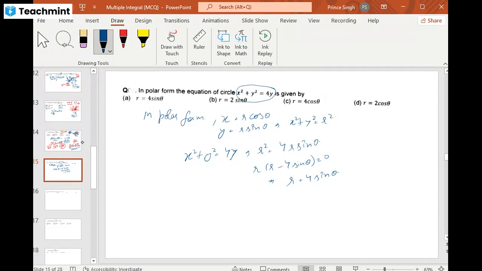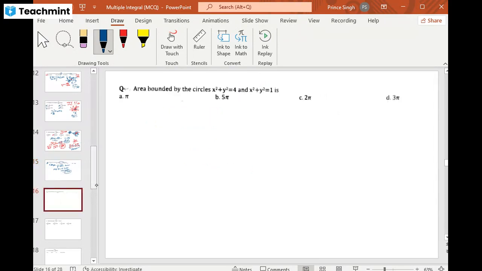So the equation is r equals 4 sin theta. This is the representation of the equation of the circle in polar form. Okay, now let us move to the next question.